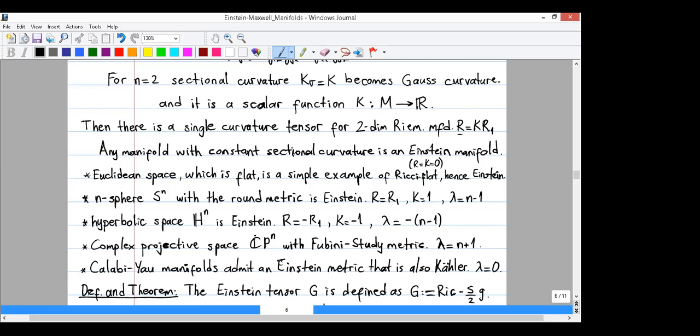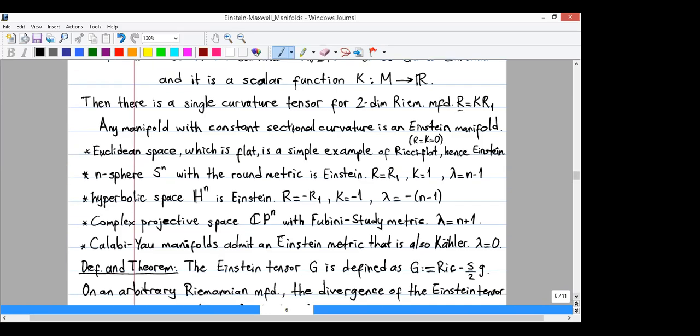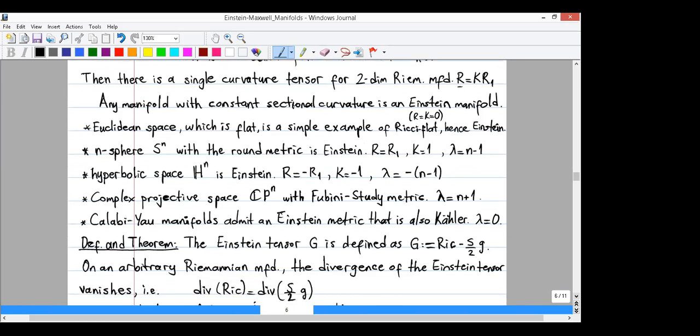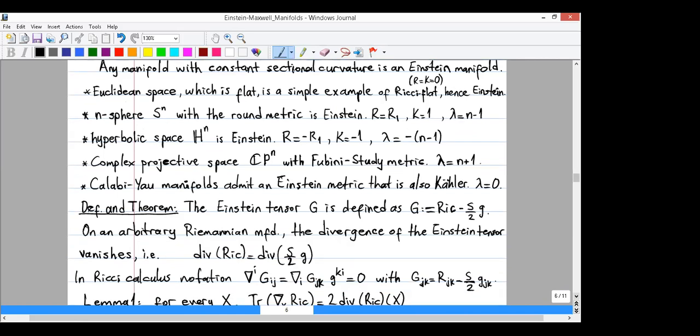Hyperbolic space Hn is also Einstein. Here R becomes minus R1, k is minus 1 and lambda is equal to minus (n minus 1). Complex projective space CPn with the Fubini-Study metric has lambda equal to n plus 1. And we also have Calabi-Yau manifolds. These are very special manifolds and they admit an Einstein metric that is also scalar and Ricci flat. So these are the well-known examples of Einstein spaces.